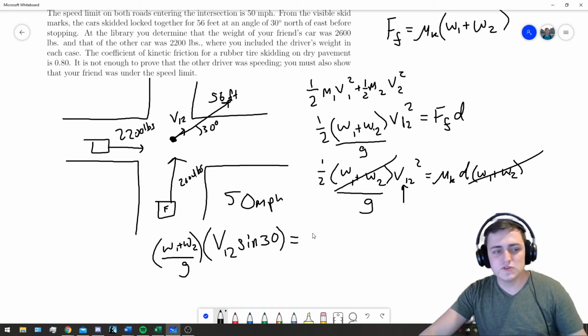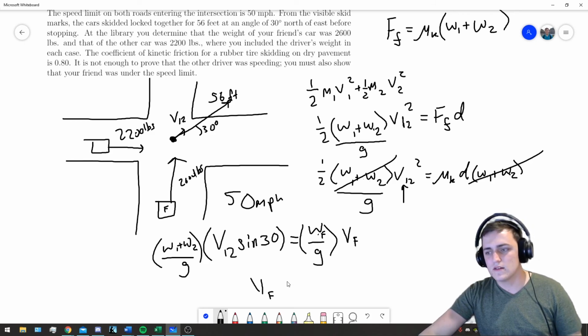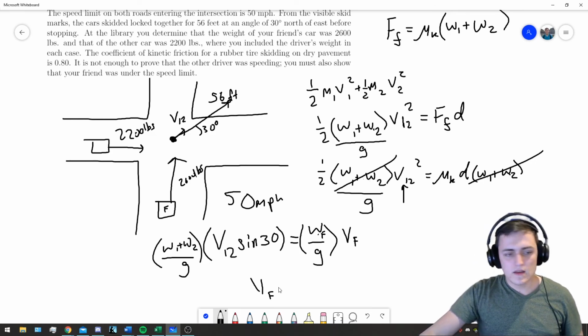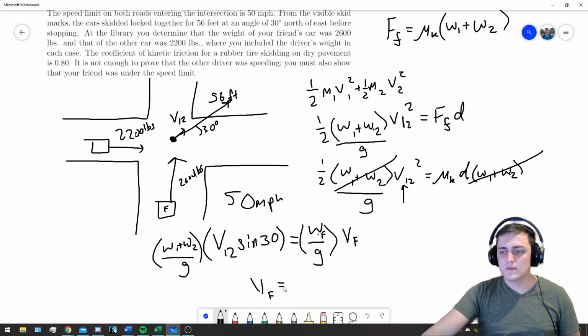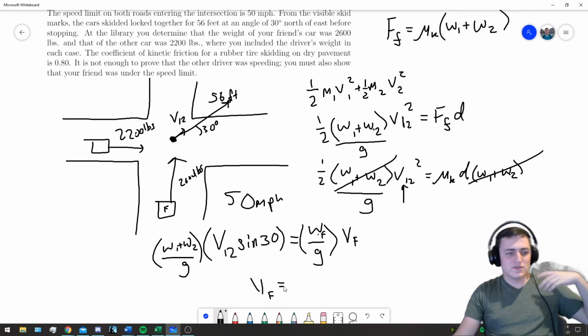That must be equal to our initial y momentum, which is the weight of your friend's car divided by g, times the velocity of your friend. And so using this, we can find the velocity of your friend. This will tell us how fast he was going. And in this problem, just make sure you know if you're on the right track. Your friend should be in the clear.